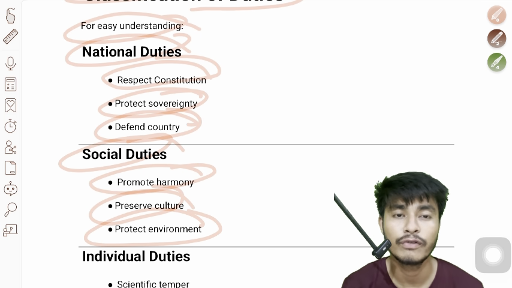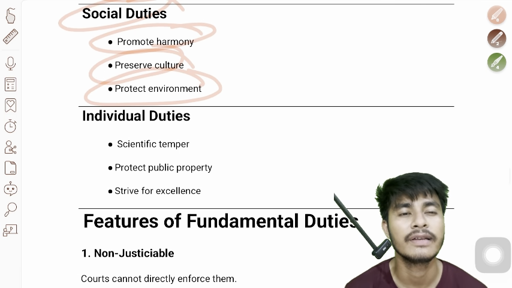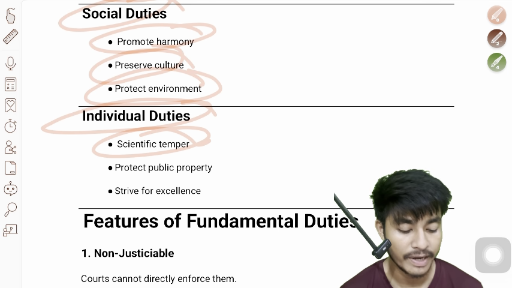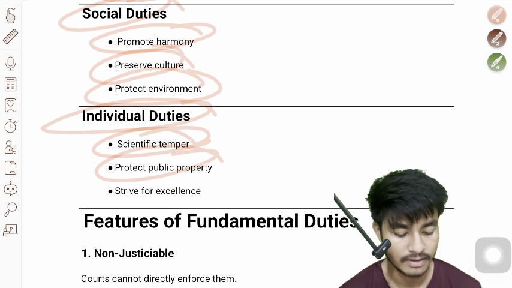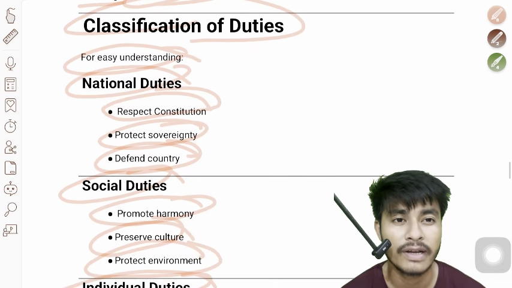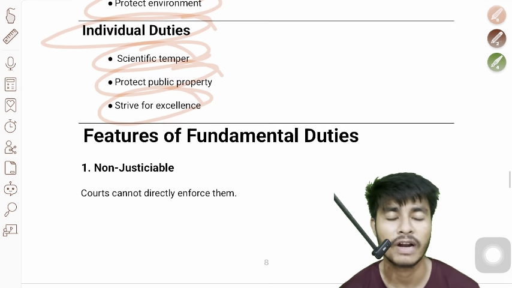We'll move to the individual duties. So individual duties will be scientific temper, protect public property, and strive for excellence. So now we'll discuss the classification of duties. So we'll move to the features of fundamental duties.